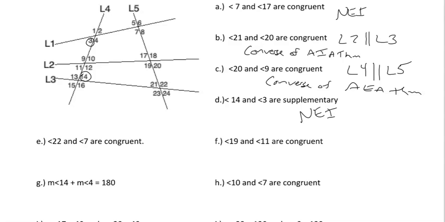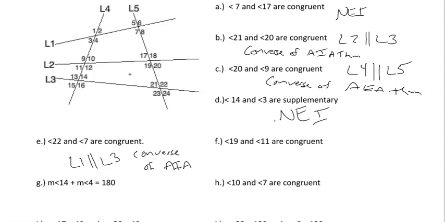If we look at 22 and 7, here's 22, and 7 is up here. That's that intersection and this intersection. That's the transversal. Those are alternate interior angles. Alternate interior angles are supposed to be congruent. Oh, they told us that they're congruent. So that means that these two lines must be parallel because of the converse of the alternate interior angles theorem. L1 is parallel to L3 by converse, and if you don't say converse, it's not right. Converse of alternate interior angles theorem.